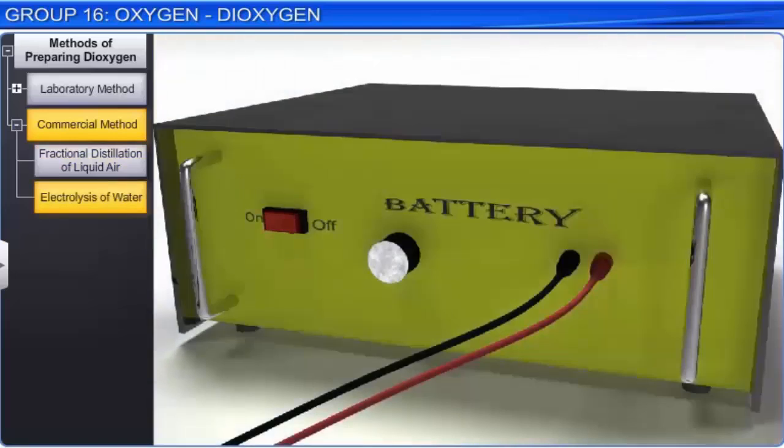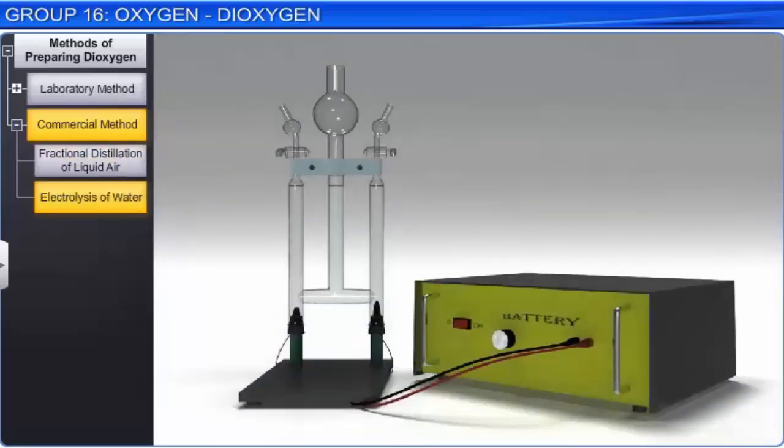The electrolysis of water containing a small amount of sulfuric acid or barium hydroxide leads to the liberation of oxygen at the anode and hydrogen at the cathode.